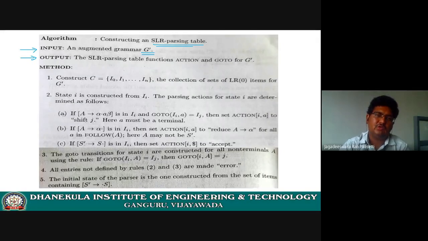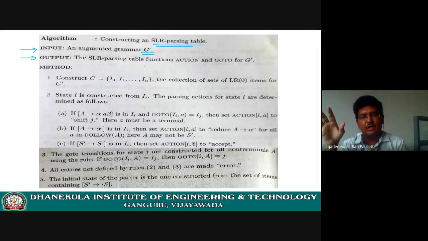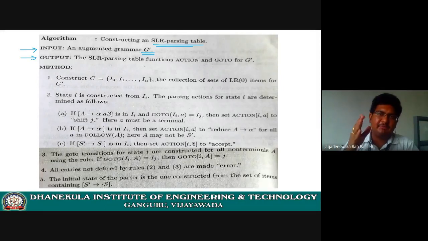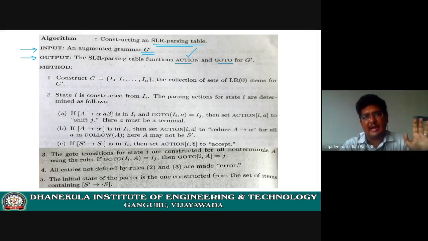The SLR parser table. The table structure is exactly similar to that of LR(0). What is the structure? Rows contain the state numbers. Columns are divided into two parts: the action part and the goto part. Am I clear? Under the action part, we have the terminals of the grammar. In the goto part, we have the non-terminals, sometimes called variables also; non-terminals and variables are the same. So whatever non-terminals we have in the grammar G are given in the goto part. So that is about the input and output for this algorithm.